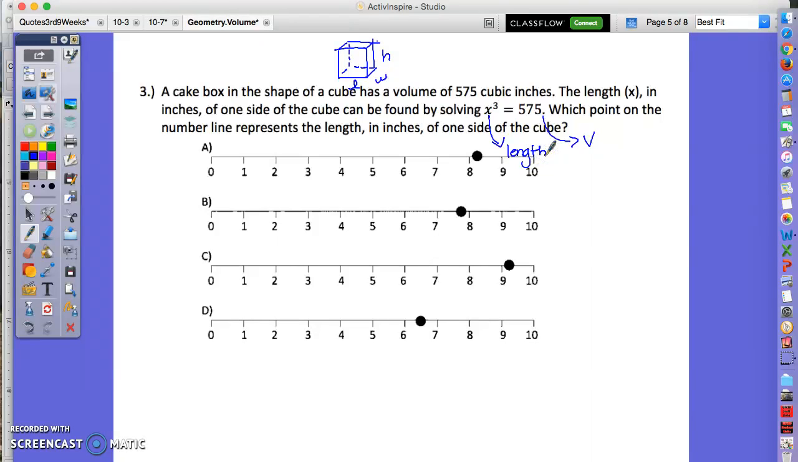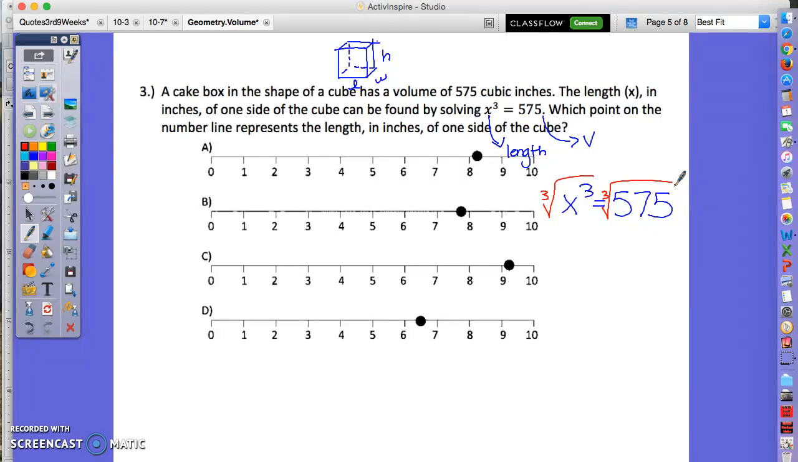Now this question gives you a bunch of lines though, and it says which point on the number line represents the length in inches of one side of the cube. So let's take this. X cubed equals 575. How do you get x by itself? You would take the cube root of both sides. You could use your calculator here.